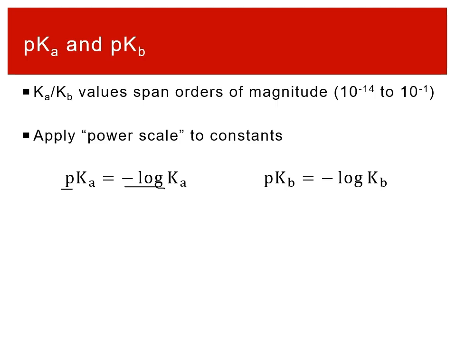So it's called an operator, where you act on something as an input, kind of like a function that takes in a variable, Ka in this case, and you take the negative log of it. And so you can take Kas and Kbs, take the negative log of them, and turn them into pKa and pKb values.